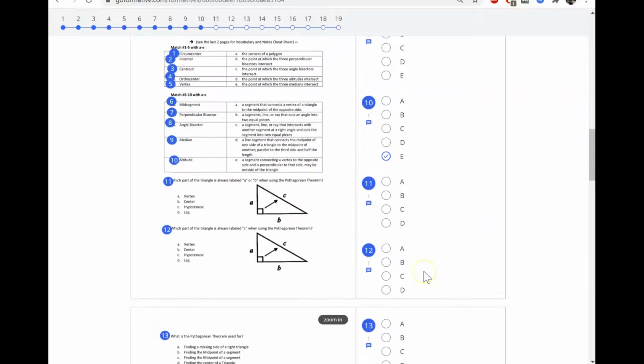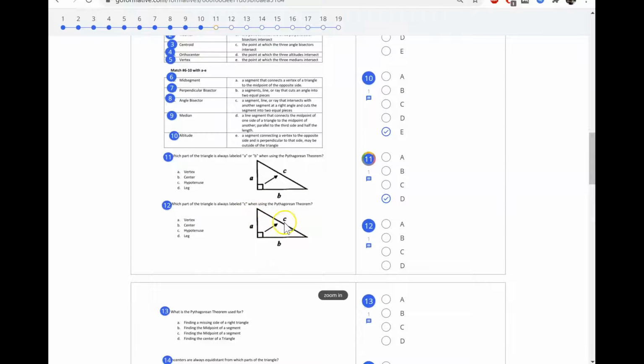Okay. All right, which part of the triangle is labeled A or B? Remember, A and B, just like you have 2 legs to stand on, a right triangle has 2 legs. Those are going to be a leg, letter D. Number 12, C, across from the 90, is the longest side, C, in a right triangle.